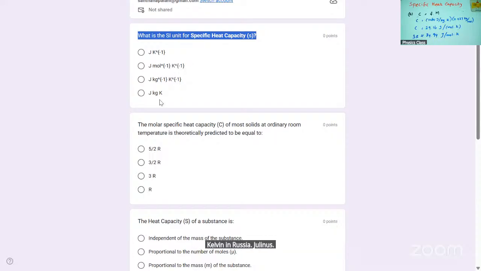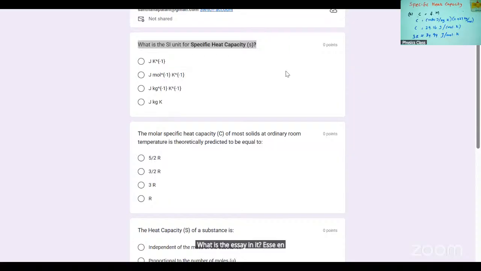What is the SI unit for specific heat capacity? Okay, so already I told you that it is Joule per kilogram Kelvin. Joule per kilogram per Kelvin means Joule kilogram inverse Kelvin inverse. Yes, option C is the answer.